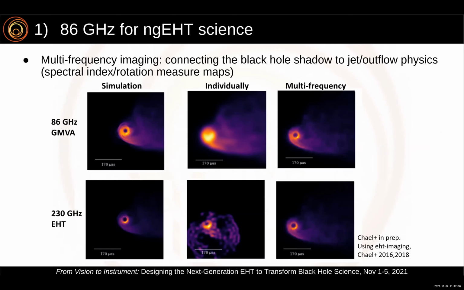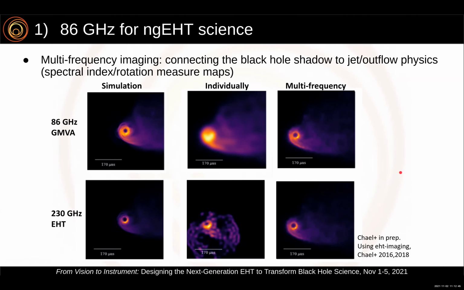The first big chunk of why 86 gigahertz is great for ngEHT is multi-frequency imaging. There's a really nice demo done by Andrew Chael of imaging at 86 gigahertz and at 230 gigahertz with the current arrays. Individually, you would get the jet at 86 gigahertz but not the shadow, and vice versa at 230. By combining multi-frequency and super resolution at 230, you could recover the shadow at 86 and recover the jet at 230.